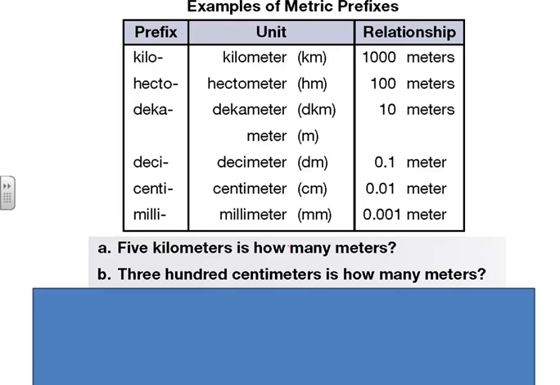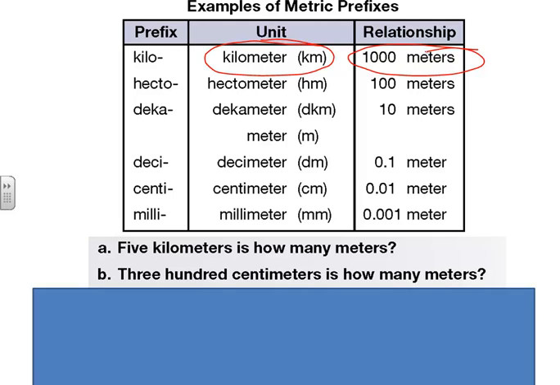So here's our prefixes again. I give them to you just to help you in solving these two questions. If I was to take 5 kilometers, how many meters would I have? Right here is our kilometers. We see this, and we know that 1 kilometer is equal to 1,000 meters. So that's a pretty easy math question. How many meters are there in 5 kilometers? It'd be 5,000.